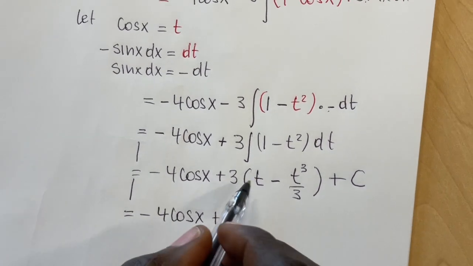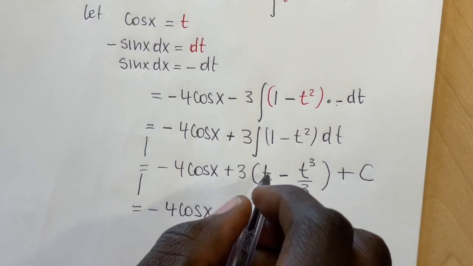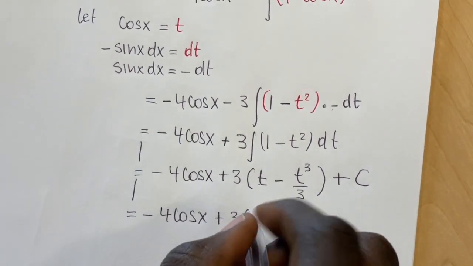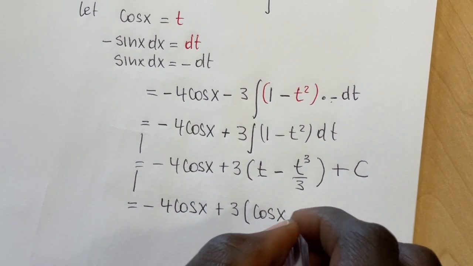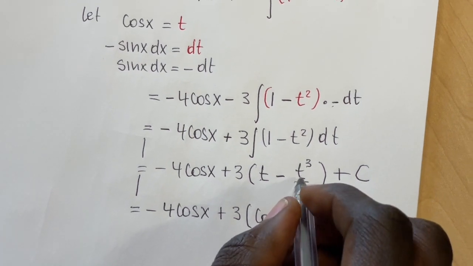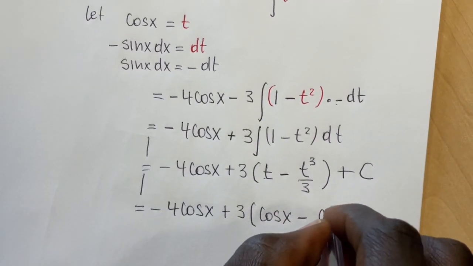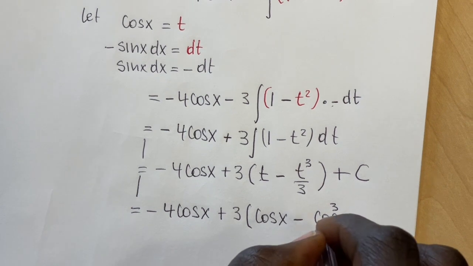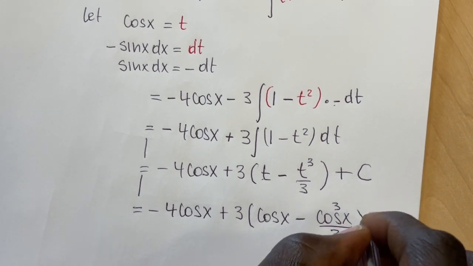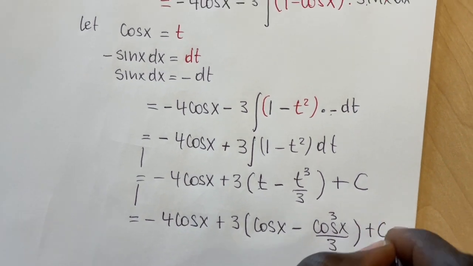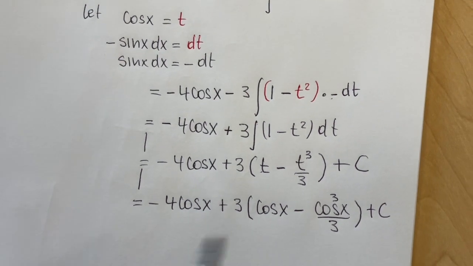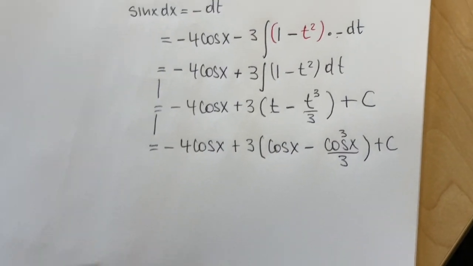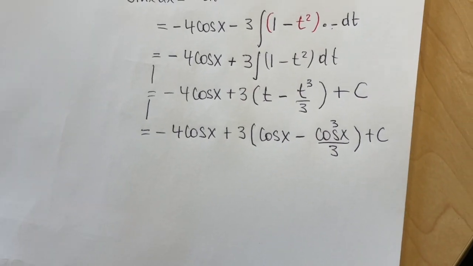And we open the bracket. What is t? T we already say is cos x, minus this one is what? Is also t, which is going to be cos to power 3 x divided by 3. And then there we're going to have plus c. You can stop here, but if you want to go further, you can simplify your answer. And let's see how you can simplify your answer.